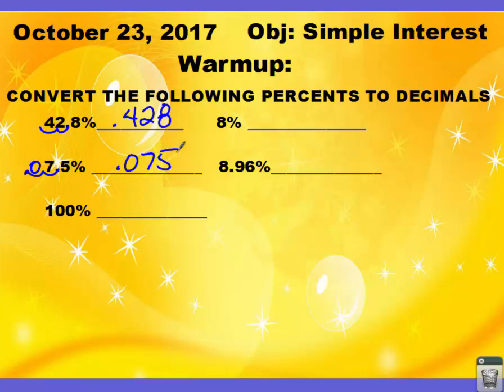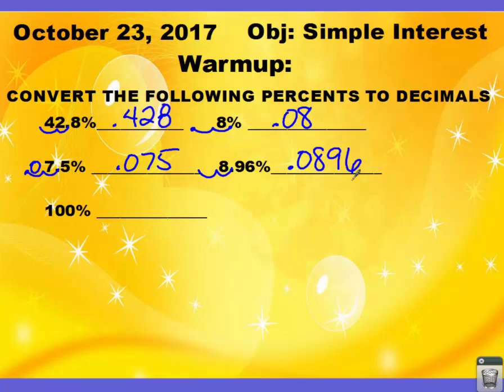Well, what about 8%? When you look at this one, it doesn't have a decimal in it. So anytime it doesn't have a decimal, the decimal is always at the end. So this one we're going to move 2 places. Again, the empty spot, we're going to add a 0. So 8% is 0.08. 8.96%, if you move the decimal over 2 places, you end up with 0.0896.